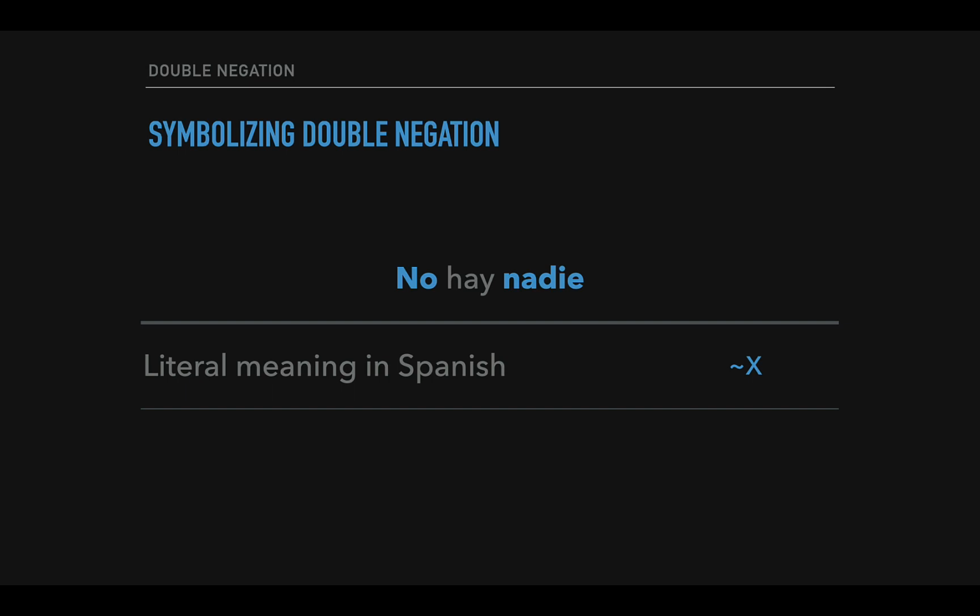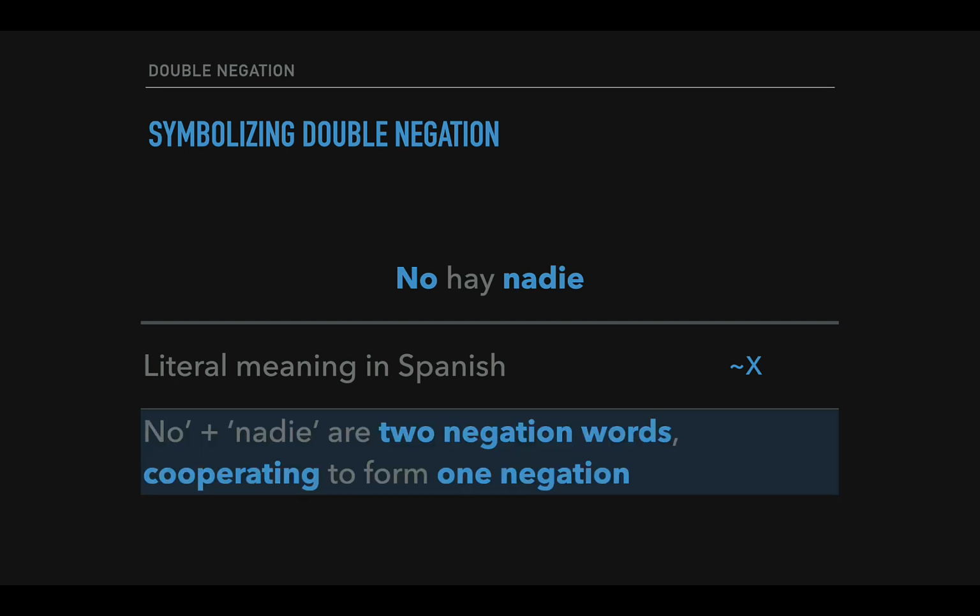But this is not an intensifier use. It's not the same thing as "I don't have nothing," where what I mean is really not X. Here, there's the "no" and the "nadie," so no is not and nadie is nothing. Here, there are two negation words, but they're cooperating to form one negation. If you only had the "no" or the "nadie," it wouldn't be grammatical.